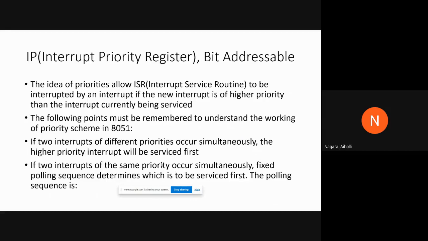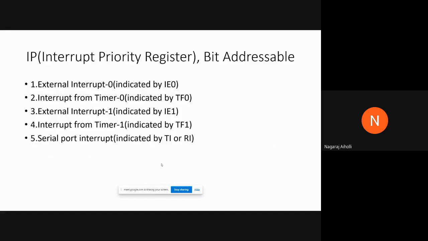Then the second point is that if two interrupts of the same priority occur simultaneously, there is a predefined sequence in the microcontroller according to which it provides service to the interrupts. This is called a polling sequence. If two interrupts of the same priority occur simultaneously, a fixed polling sequence determines which is to be serviced first. The polling sequence is as follows. If two interrupts are of the same priority, then the interrupts are serviced in this fashion.